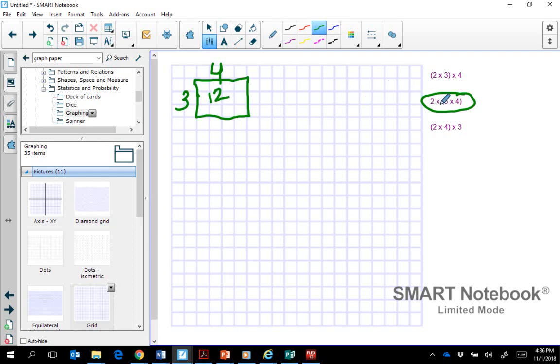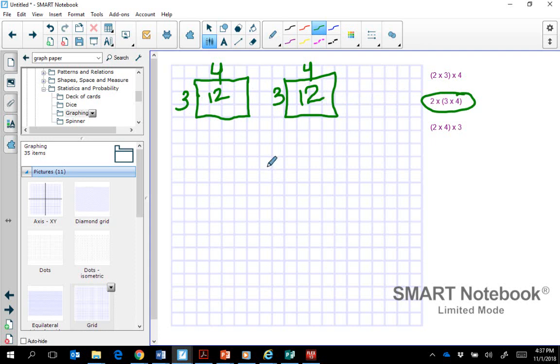Okay, but I said I was going to draw it 2 times because that's what the problem says. So I drew it 1 time, and now I'm going to draw it 2 times. 3 groups of 4. Okay, and once again, let me double check. I have my 3 groups here, and I have my 4 in each group. And 1, 2, 3, 4, 5, 6, 7, 8, 9, 10, 11, 12 here. Okay, so therefore it shows me that 3 groups of 4 equals 12.